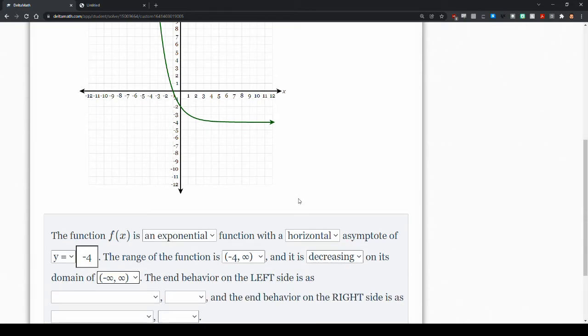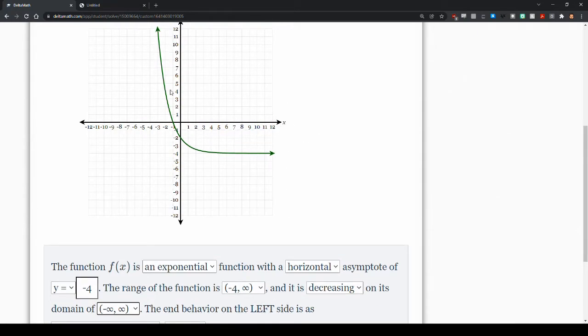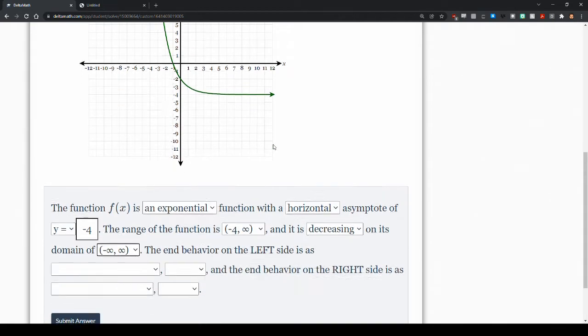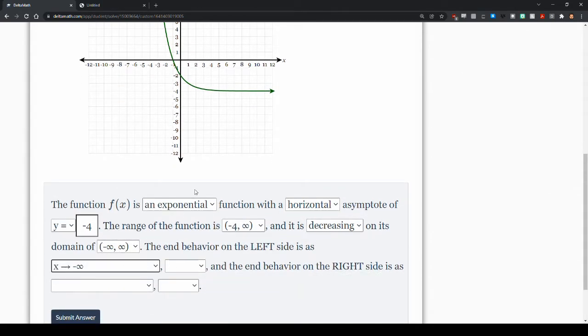Okay. The end behavior on the left side. So as I go to the left, the function goes up. There's nothing stopping me from going to the left, so I can go all the way out to negative infinity on the x-axis, and the function is going to go up on the y-axis. On the right side, as we go to the right side of our domain, so as we go towards infinity, what are we approaching? Well, we're never going to cross -4. We're never going to go below that.